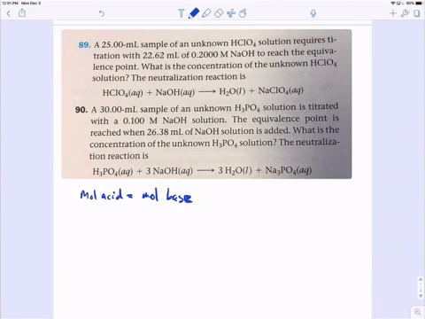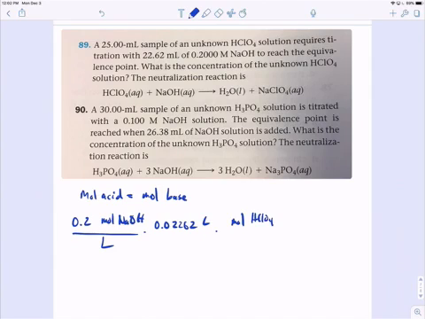But let me go ahead and, you can also solve with dimensional analysis. So the way you do that, it would be 0.2 moles NaOH per liter times 0.02262 liters, and then 1 mole HClO4 to 1 mole NaOH, and then it's a concentration, divided by 0.025 liters.